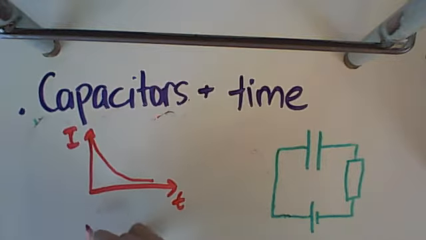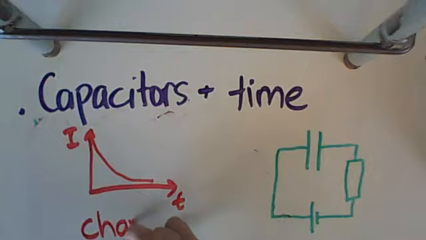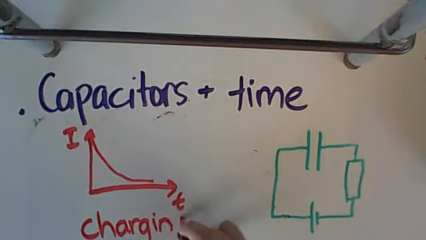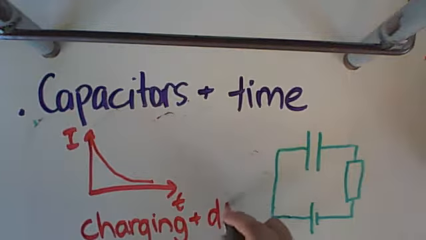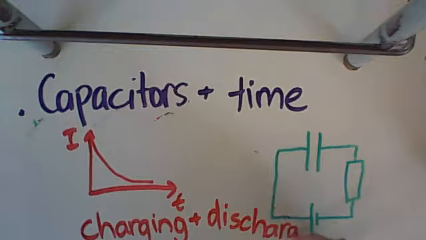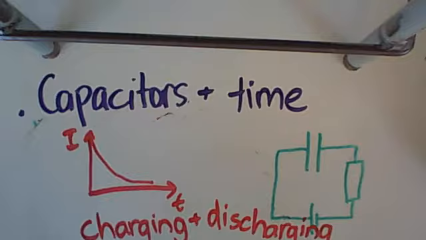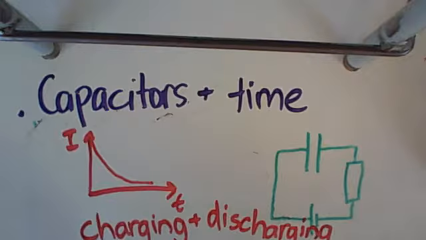When it's discharging, the same thing happens. So the charging and discharging were opposite for voltage, but it's the same for current. A large current will flow at first because the charges are desperately trying to get off the plates, but then it will slow down because there are fewer and fewer charges left to move.